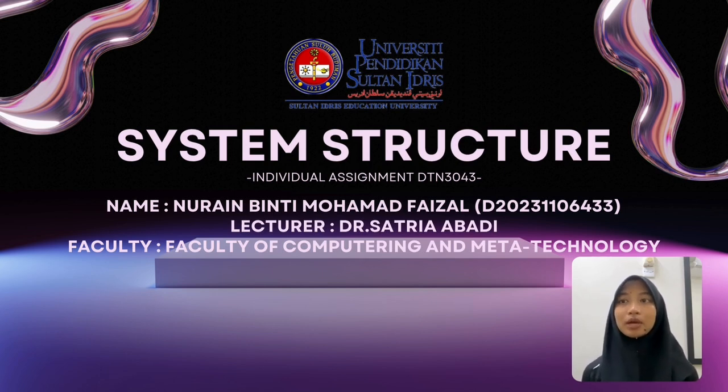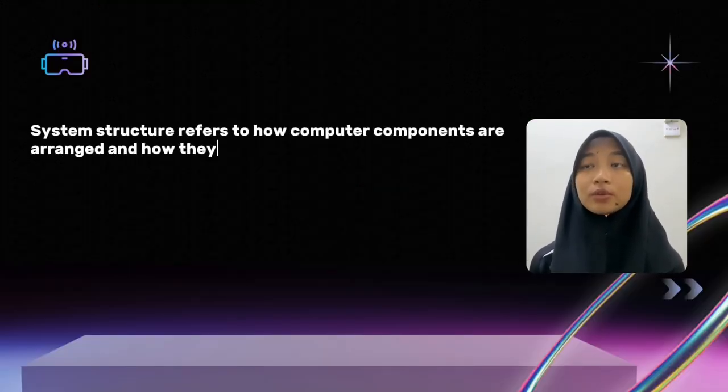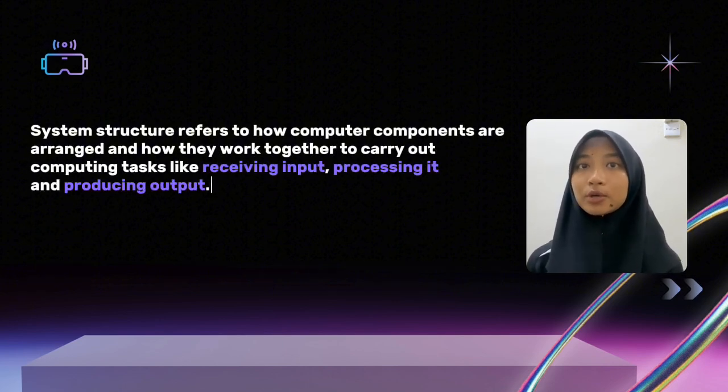And in this video, I will explain the topic of system structure in operating system as part of my individual assignment for course DTN3043. System structure refers to how computer components are arranged and how they work together to carry out computing tasks like receiving input, processing it, and producing output.